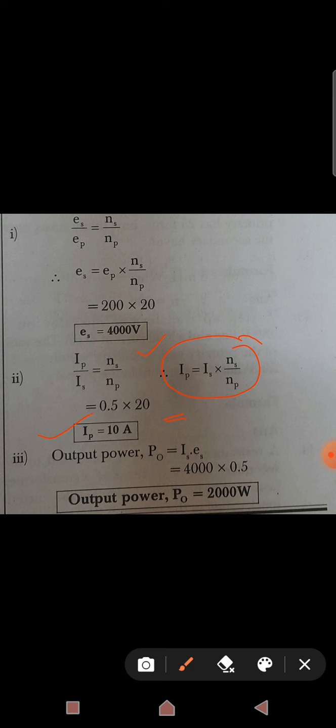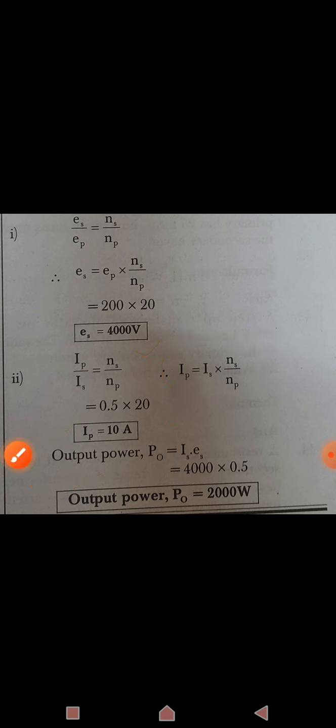Then we have to find out the output power. Output power is equal to ES multiplied by IS. So 4000 multiplied by 0.5. If we do the multiplication, we are getting the output power as 2000 watt. I hope you understood the solution.